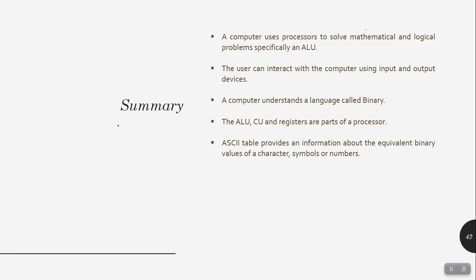In summary, a computer uses processors to solve mathematical and logical problems, specifically an ALU. The user can interact with the computer using input and output devices. A computer understands a language called binary. The ALU, CU, and registers are parts of a processor, and the ASCII table provides information about the equivalent binary values of characters, symbols, or numbers.